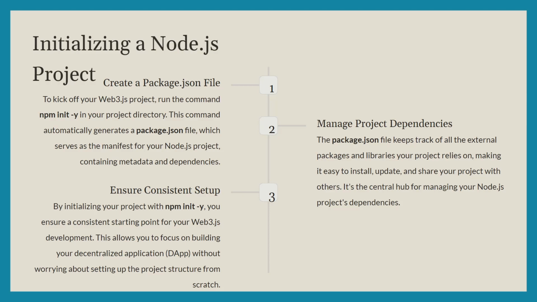Okay, so your next step will be to manage project dependencies. The package.json file keeps track of all the external packages and libraries your project relies on, making it easy to install, update, and share your project with others. It's the central hub for managing your Node.js project's dependencies.